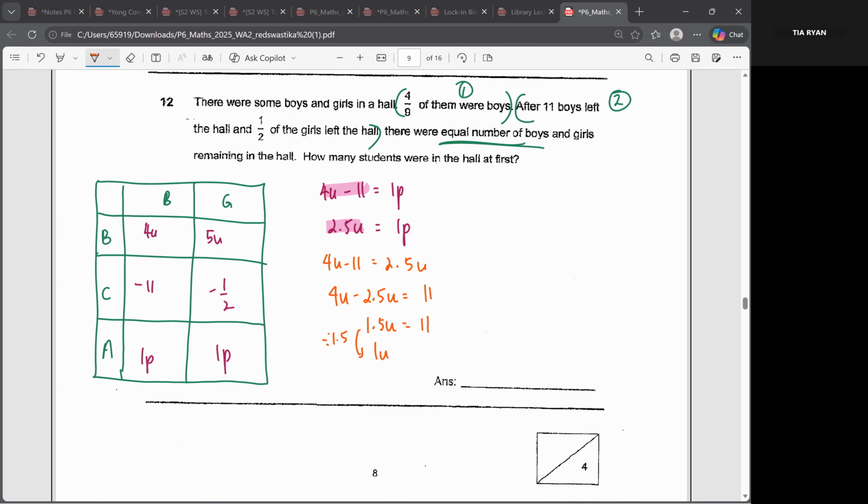Agree? So I get 1U would be, what is 1U? 1U would be 22 over 3. Agree? I need to find how many students were in the hall at first. How many units is that? 9 units. So it goes to 22 over 3 times 9. I will get an answer of 66. And that is my answer: there were 66 students in the hall at first. Understand?